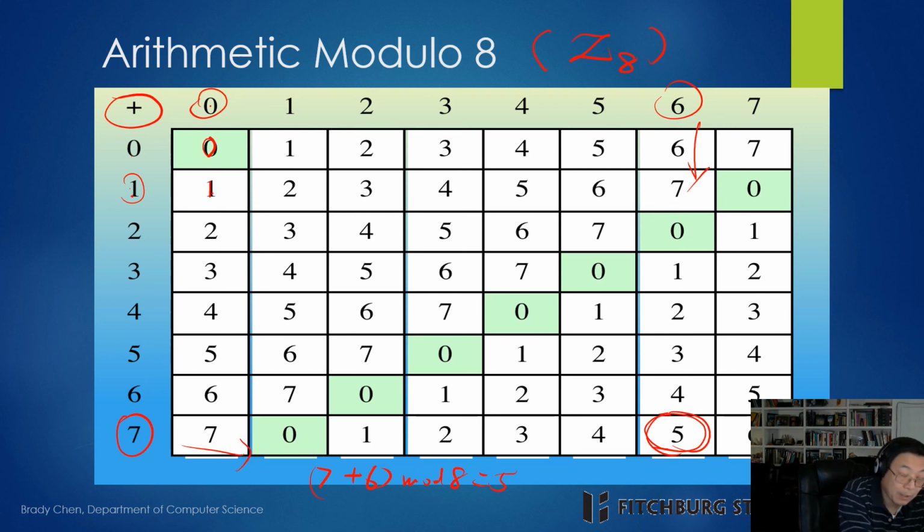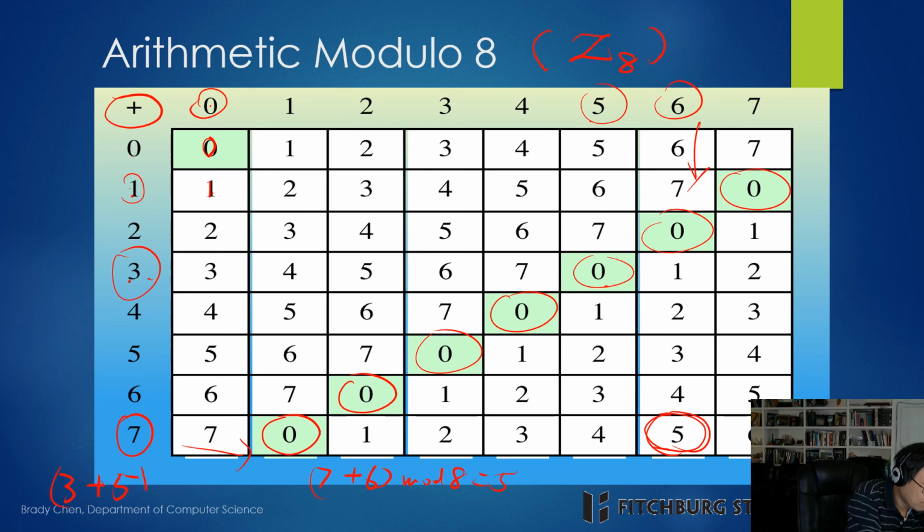Now we highlight some of the special number 0 here. So if I add 3 and 5, modulo 8, 3 plus 5 is 8. Modulo 8, it's 0, because when 8 is divided by 8, the remainder is 0, right? So 3 plus 5 modulo 8 is 0. Now, these pairs of numbers are very special.